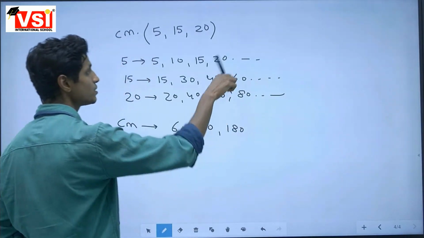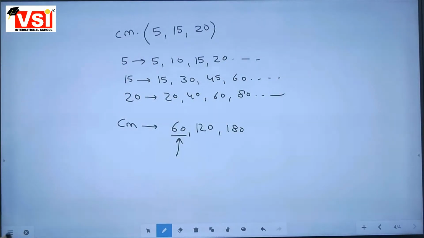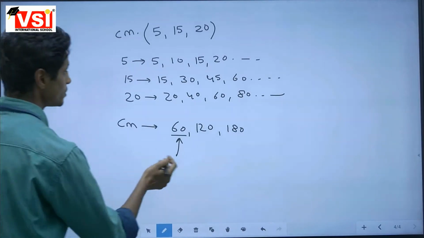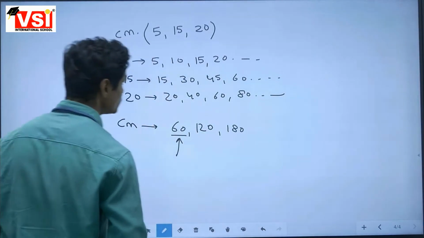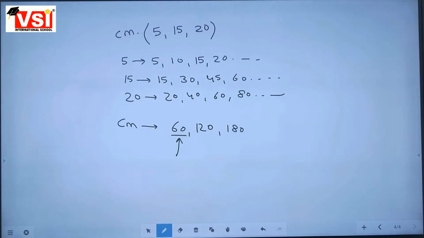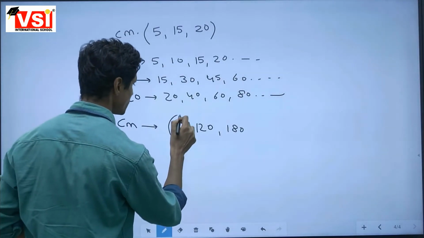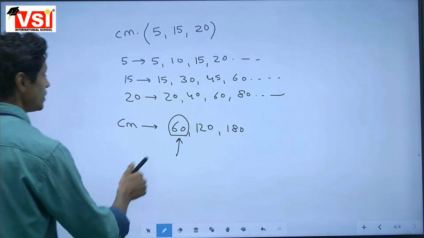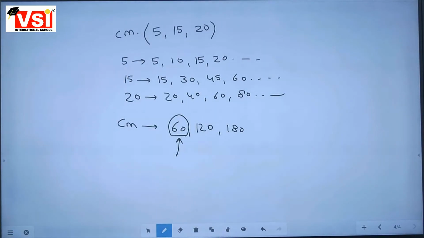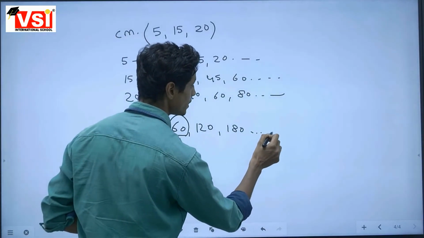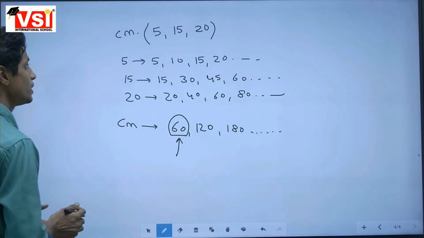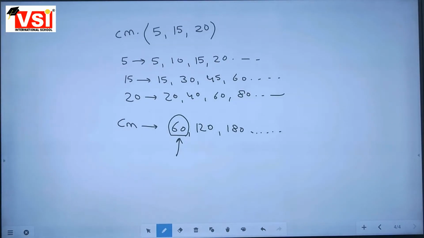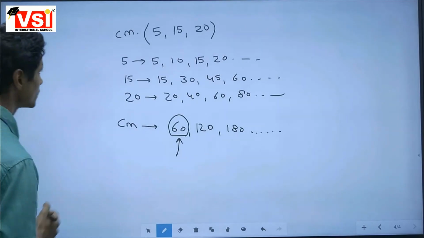You can find it in this manual manner also, but if you want to be intellectual and save time, if you don't want to consume your precious time unnecessarily, then just find the first common multiple and write the table of that common multiple. 60, 120, 180, and we will have an infinite number of common multiples for any given group of numbers. 60, 120, 180, 240, like that.